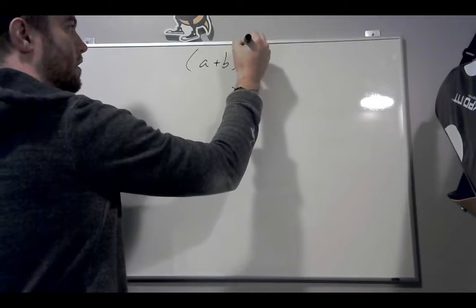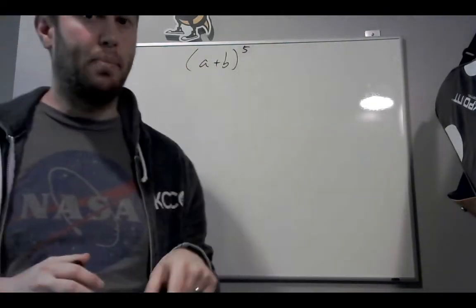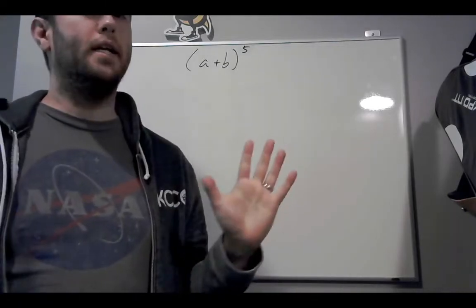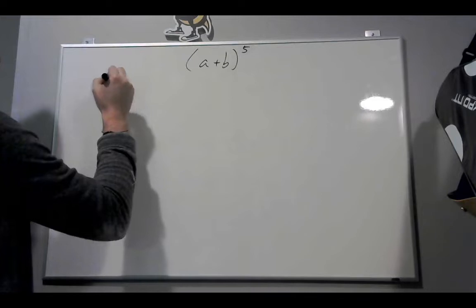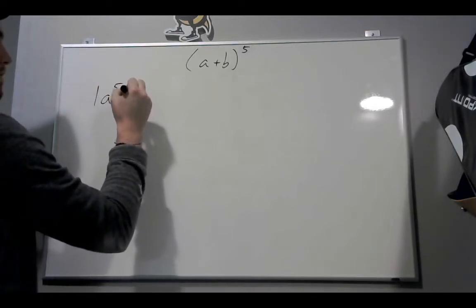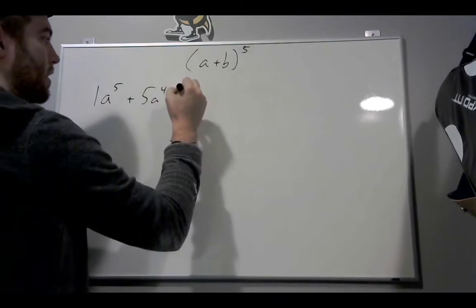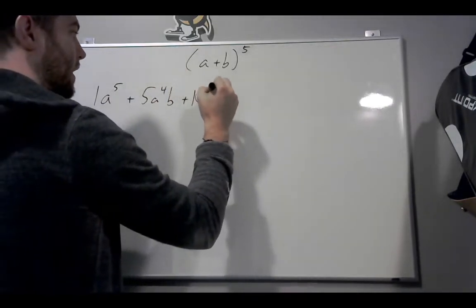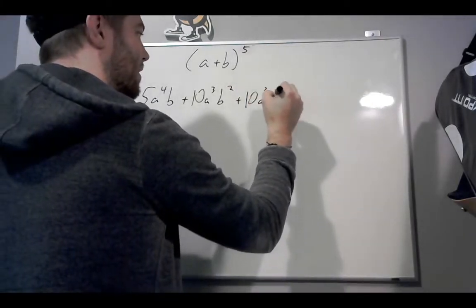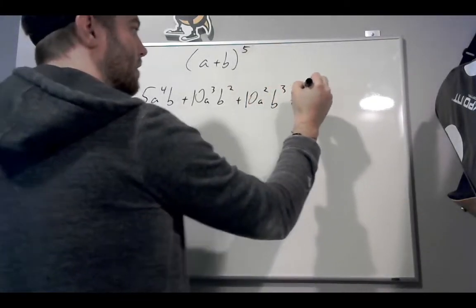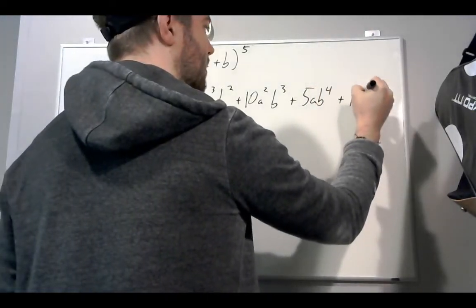Let me do the fifth. So (a + b) to the fifth. I'm going to write out what this expansion would be without doing any kind of math. So this is going to be 1a^5 + 5a^4 b + 10a^3 b^2 + 10a^2 b^3 + 5ab^4 + 1b^5.